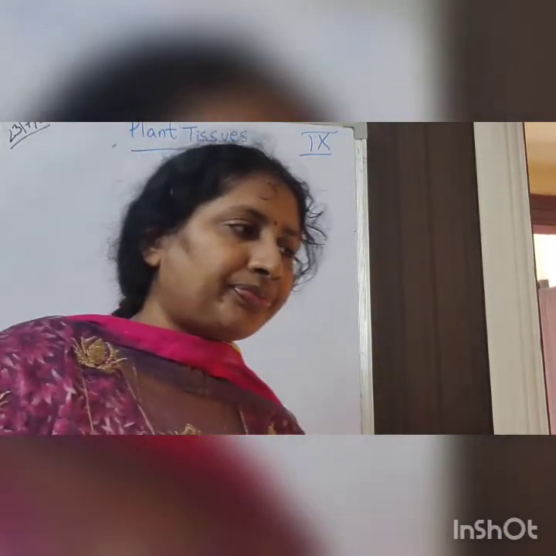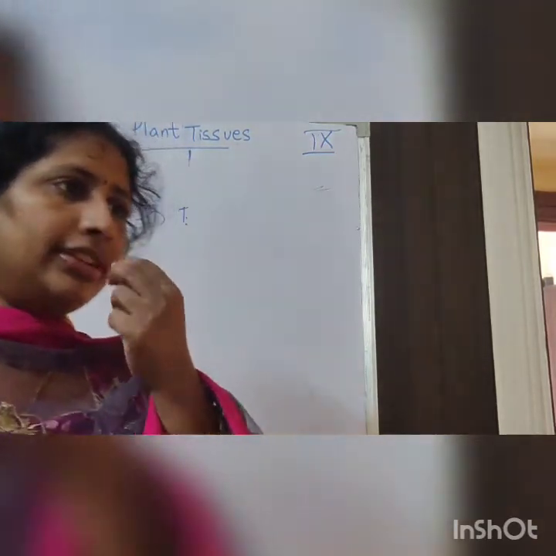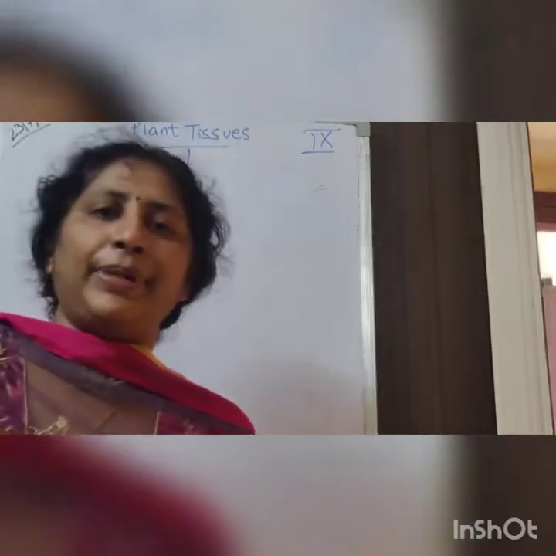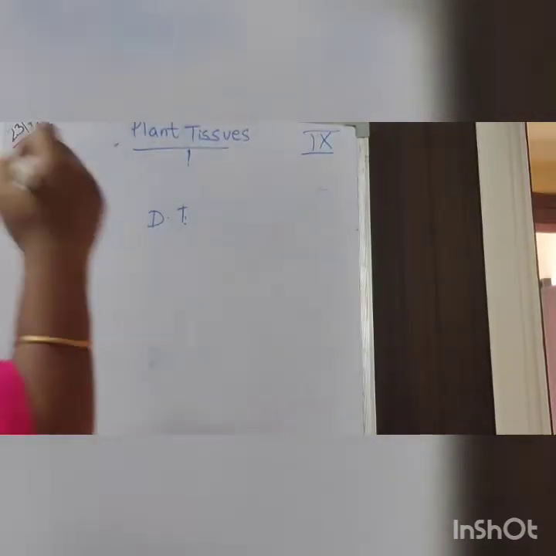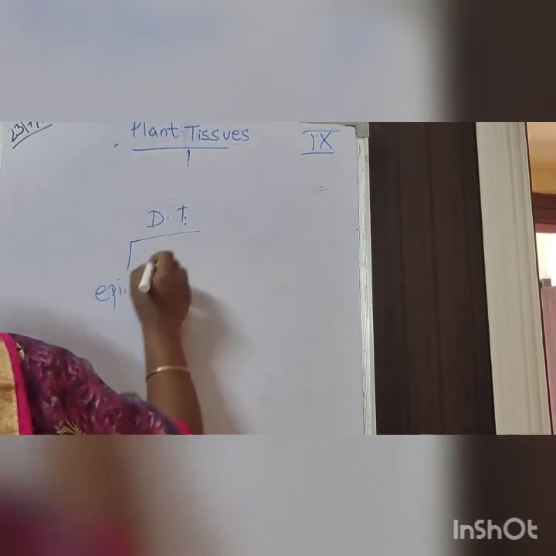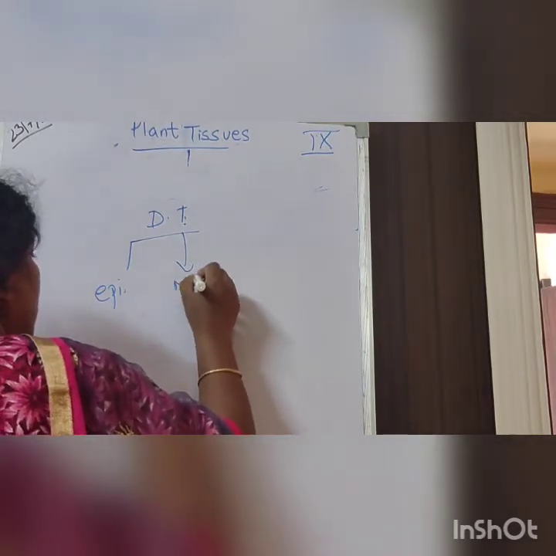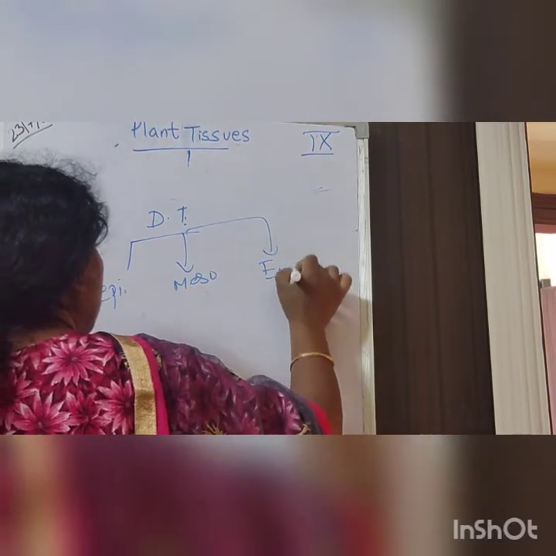Next, in dermal tissue also we have three types. What are they? Epidermis, mesodermis and endodermis. Dermal tissue is again of three types: epi, meso and endodermis.